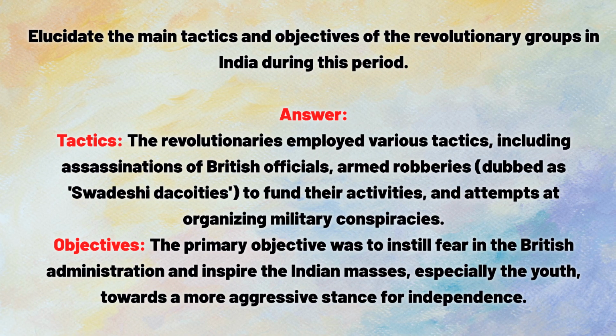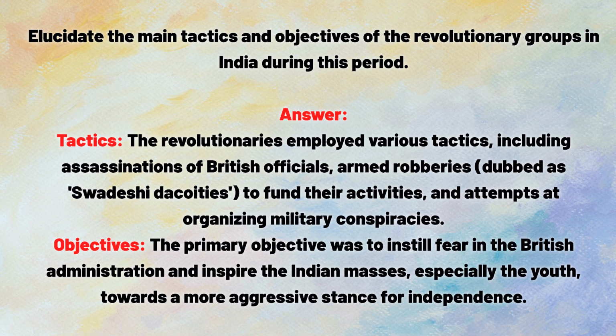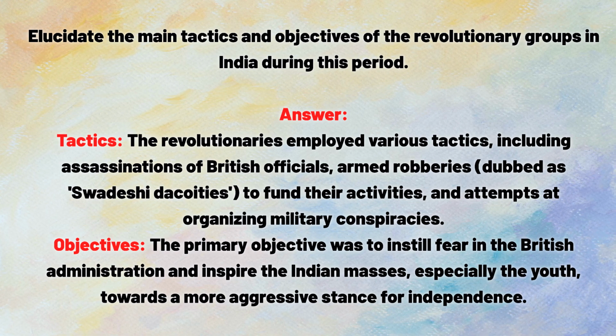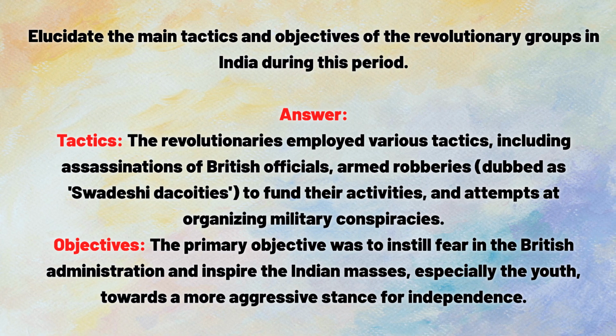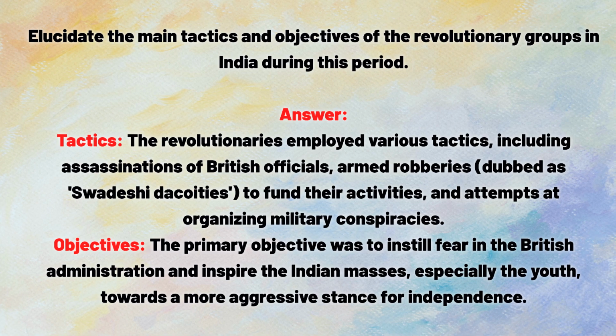Elucidate the main tactics and objectives of the revolutionary groups in India during this period. Answer. Tactics. The revolutionaries employed various tactics, including assassinations of British officials, armed robberies, dubbed as Swadeshi dacoities, to fund their activities, and attempts at organizing military conspiracies. Objectives. The primary objective was to instill fear in the British administration and inspire the Indian masses, especially the youth, towards a more aggressive stance for independence.